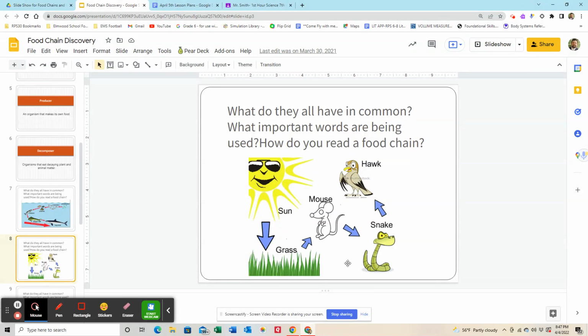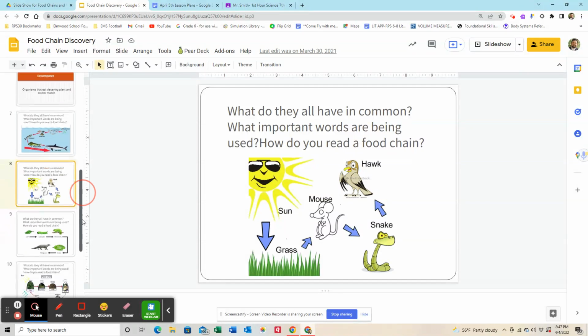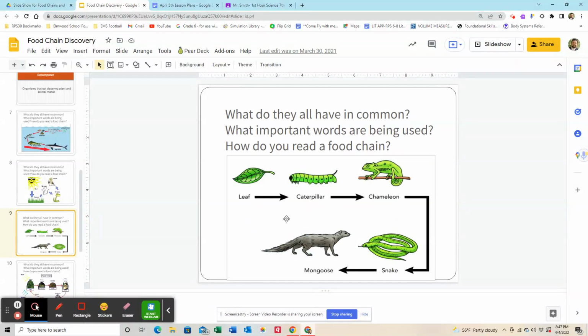So this is another example, animals from another environment. So that's kind of leading into what your activity will be. This is another kind of environment we're looking at here. And so what do these have in common? Again, what do you see?